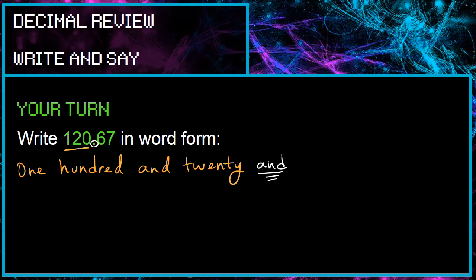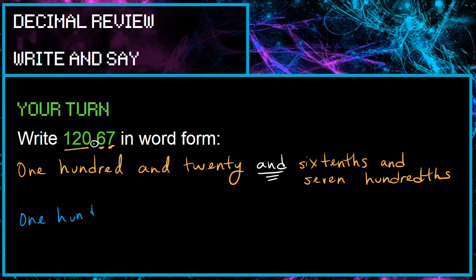And now we look at everything to the right of our decimal. And so here we have 6 tenths. And then we also have 7 hundredths. So that's the really long way to write it.